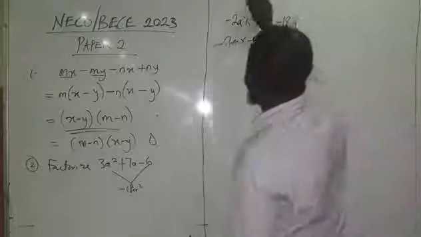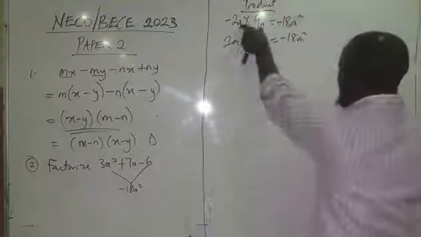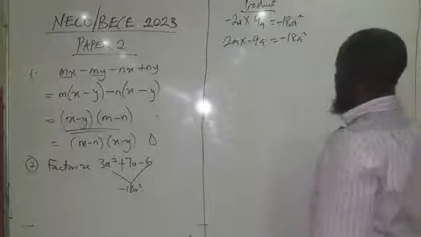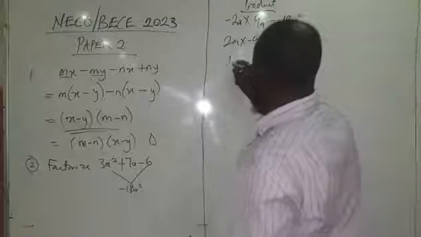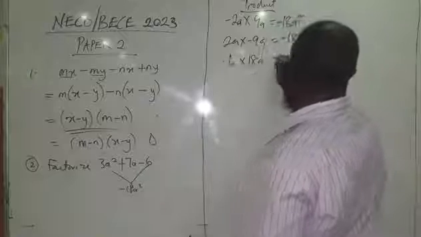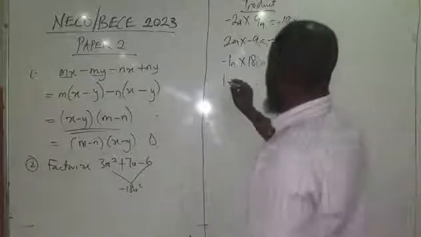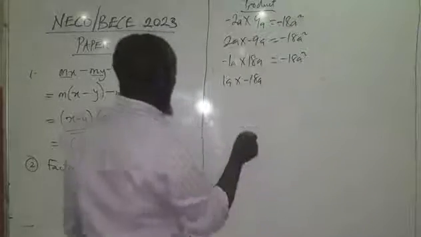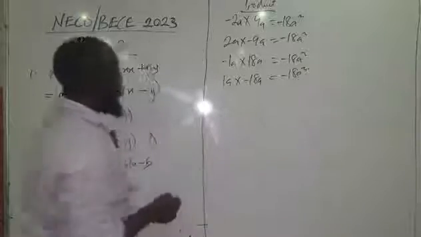Then we now need to look for the sum. The sum of these two numbers should give us plus 7a. Before we go into that, we have another factor, which is 1a times 18a. So this will be minus 18a squared. The other one, we can have 1a times minus 18a. This also gives us minus 18a squared.